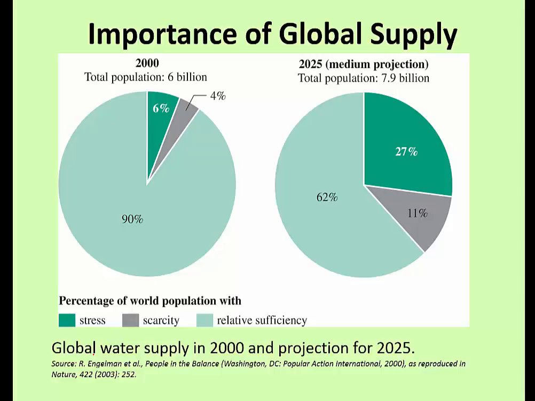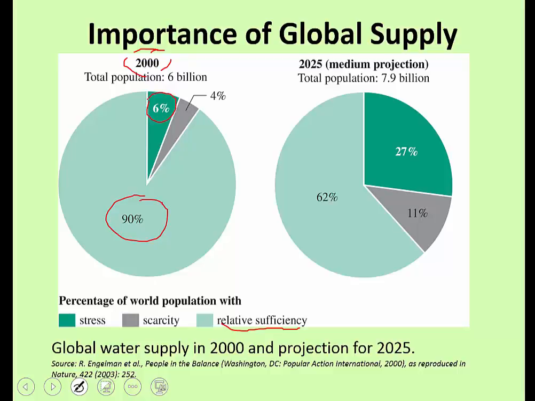Now we know that water is critical to continued life, but when we look at the global supply that we have, on the left you'll see figures for the year 2000 where the estimated total population was 6 billion people, and it's broken up into water availability. So what percentage of the world has relatively sufficient water? 90% of the world's population, 6 billion people in the year 2000, had access to clean water.